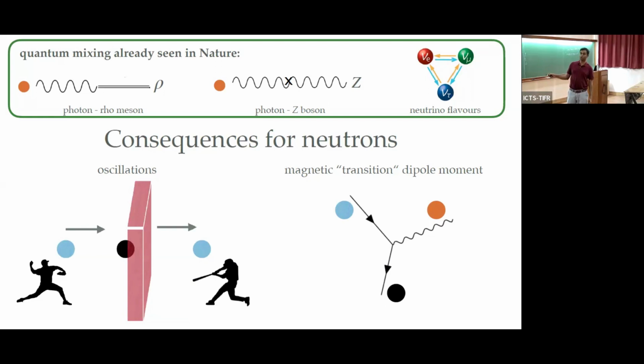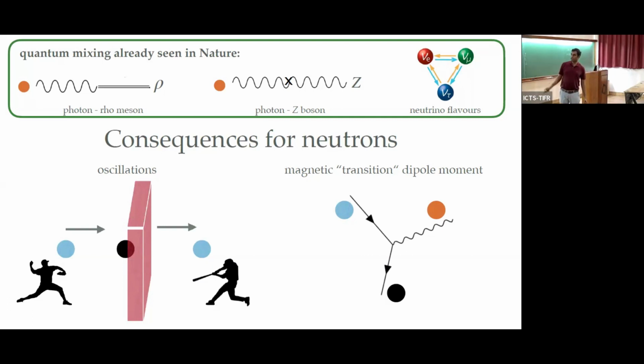We know that the photon mixes with the rho meson, and at high energies the photon mixes with the Z boson, and so on. Now, some interesting consequences for neutrons mixing with these dark neutrons: you could also have neutron oscillations, right? Oscillations of probability for detecting something as an interaction eigenstate as it propagates.